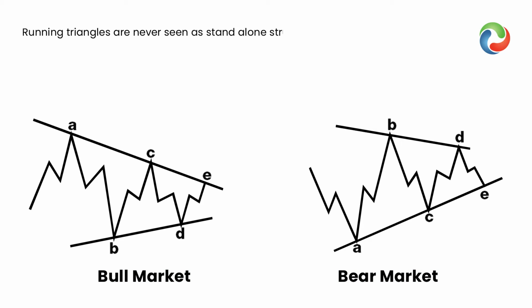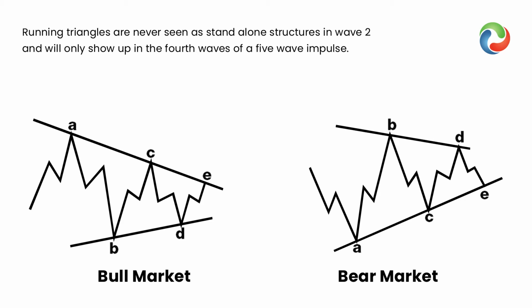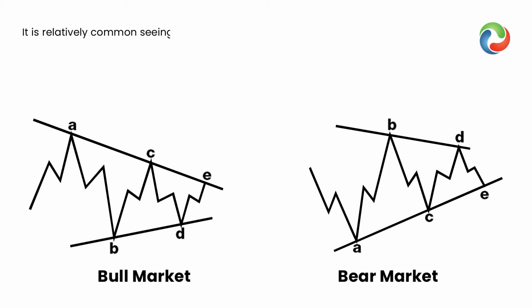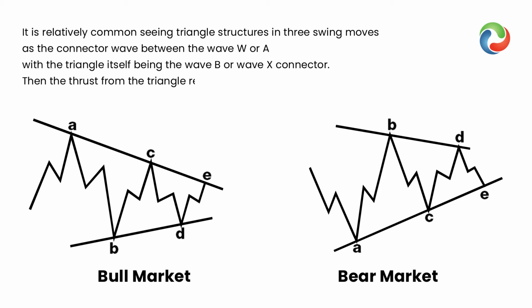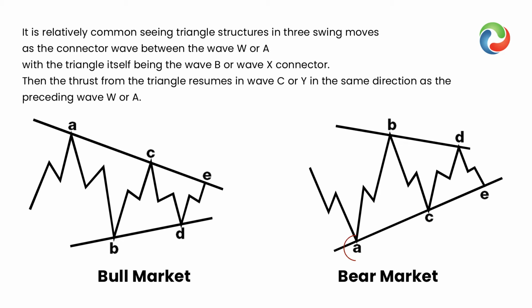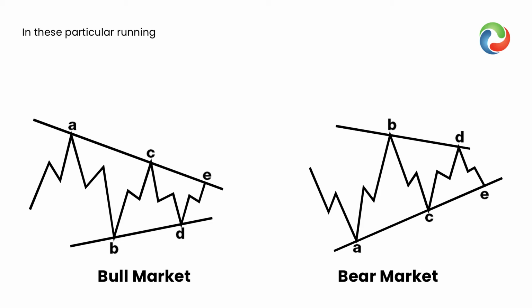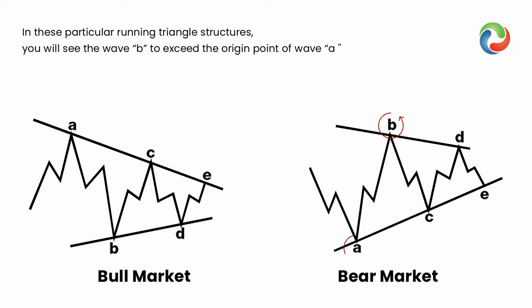Running triangles are never seen as standalone structures in Wave 2 and will only show up in the fourth waves of a 5-wave impulse. It is relatively common seeing triangle structures in 3 swing moves as the connector wave between the wave W or A, with the triangle itself being the wave B or wave X connector. Then the thrust from the triangle resumes in wave C or Y in the same direction as the preceding wave W or A. In these particular running triangle structures, you'll see the wave B exceed the origin point of wave A in either a bullish or bearish market.